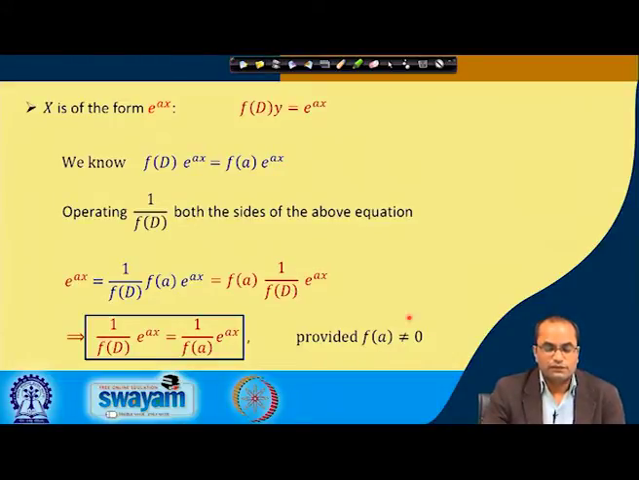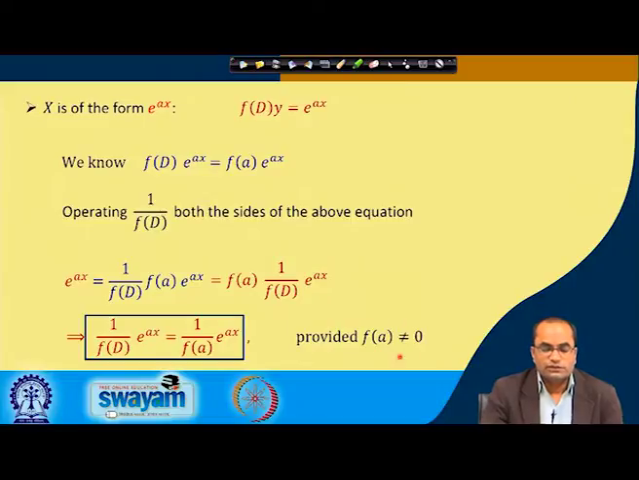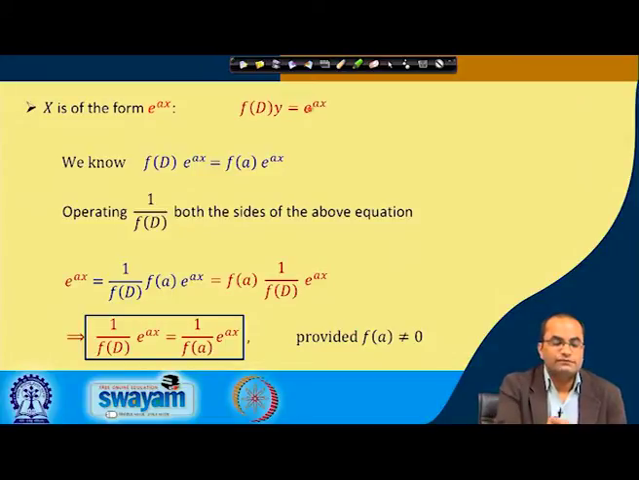But it should be noted here that f(a) should not be 0, otherwise we cannot divide and this formula will not be valid. So, this is again an important point, that f(a) should not be equal to 0, otherwise this does not make sense. Now, the question arises, what will happen if this f(a) is 0? So, we have this f(D), and when we substitute a here, and if this becomes 0, then what will be the changes in this particular integral?